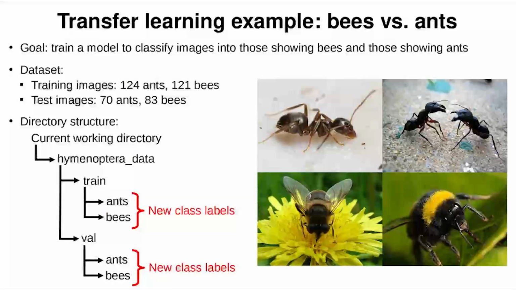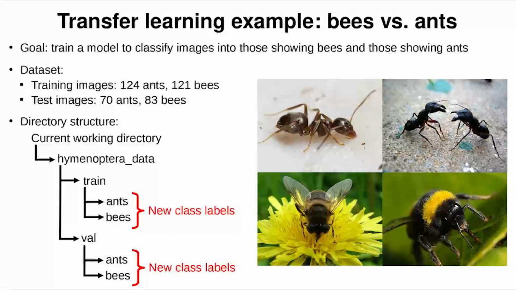Let's look at an example of how to perform transfer learning in practice. We will train a CNN to perform image classification for two categories that it isn't familiar with: bees and ants. The dataset we use will consist of 124 training images of ants and 121 training images of bees. It also includes 70 test images of ants and 83 of bees.